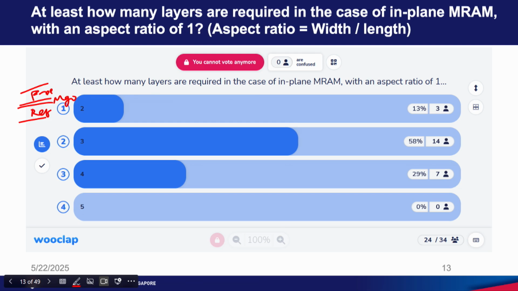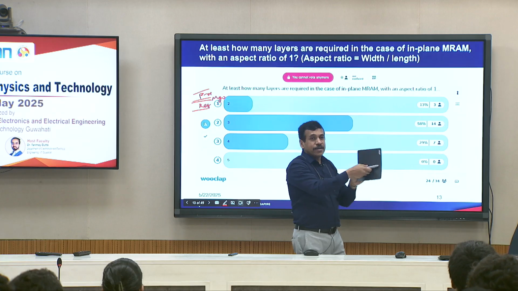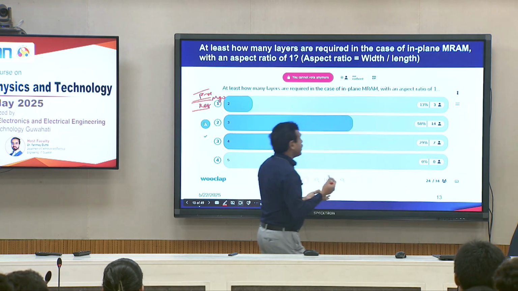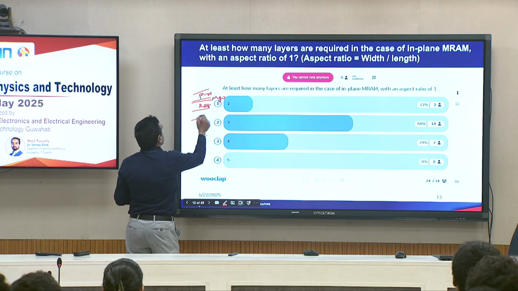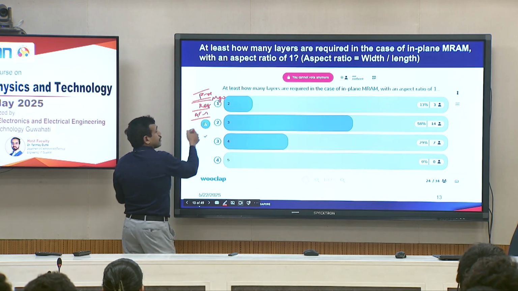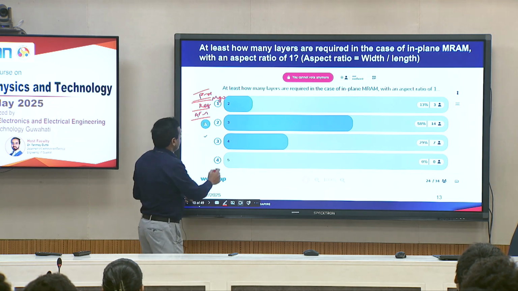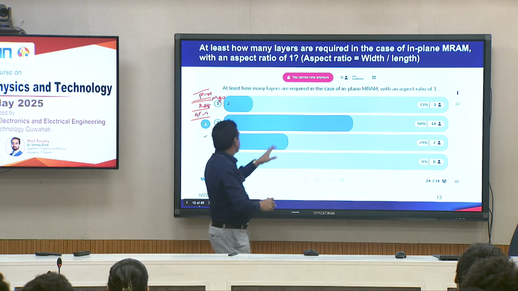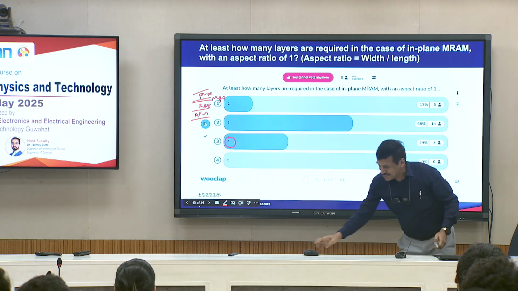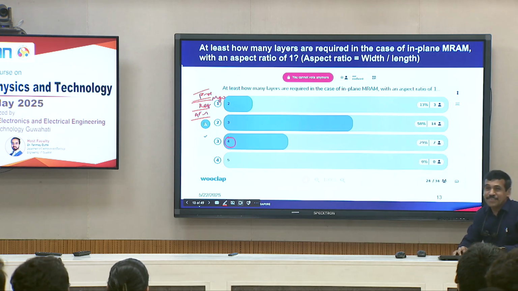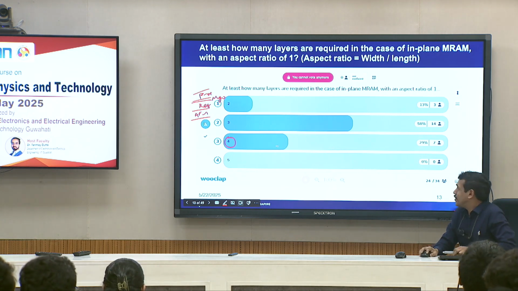Okay, but we just learnt that if you are doing in plane MRAM, your magnetization can be at any angle within the plane. So, we need to define an easy direction. So, for that we need an AFM layer and the recipe that we need to pin the magnetization along certain direction. Okay. So, the correct answer is 4, not 3 or 2. I do not know who answered 3, 2. Okay. You really need to brush up whatever we have been learning so far.